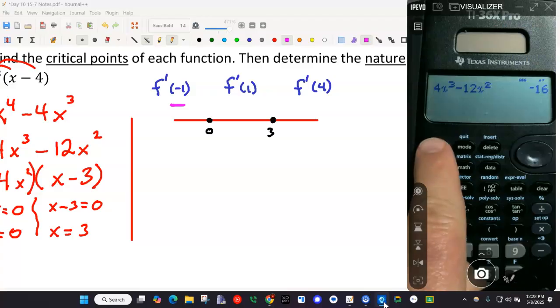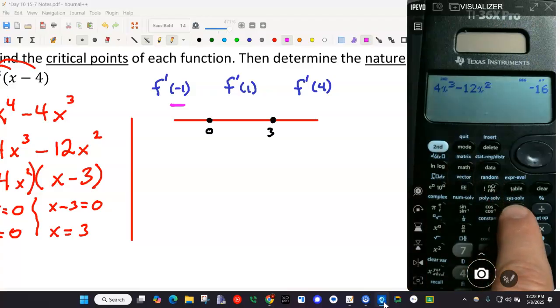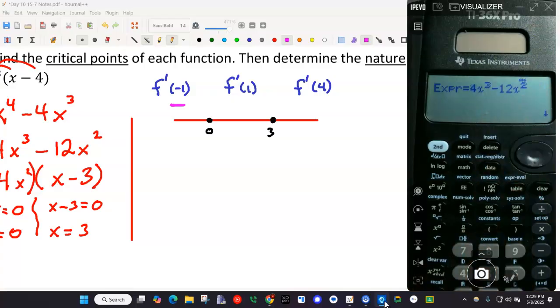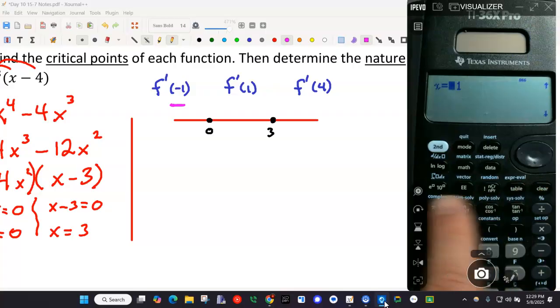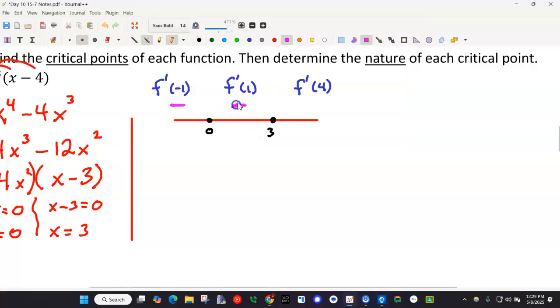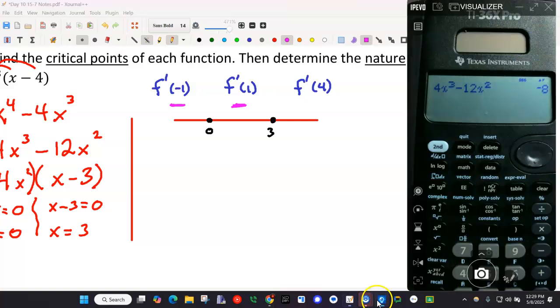And then I just hit second and start all over, right? But the last expression will still be there, so you don't have to retype it, which makes this really nice. So we want to do positive 1. Just take off the negative. And that gives us a negative 8. We don't care about the number, we just care about the sign. And then lastly, we have 4, which is positive.